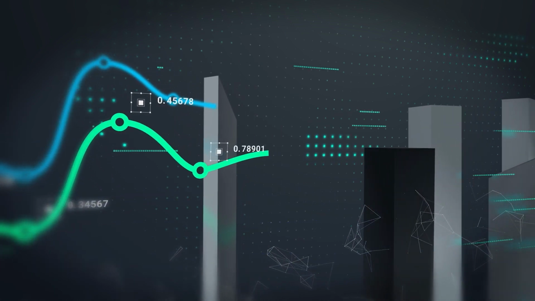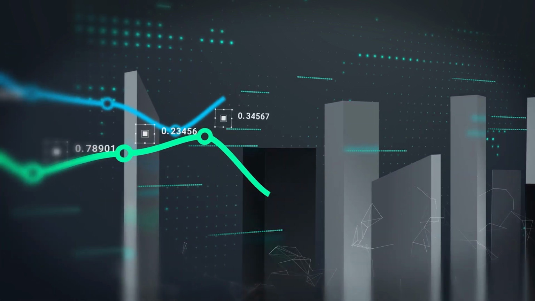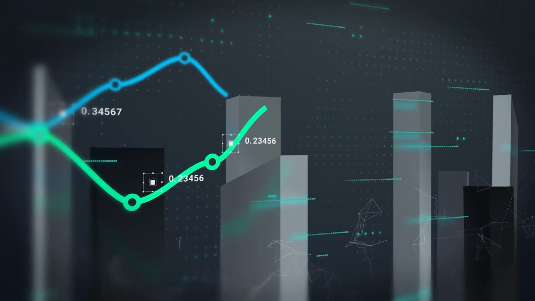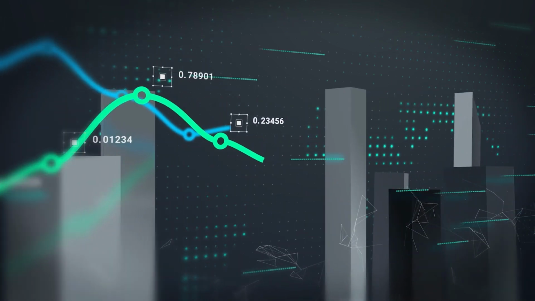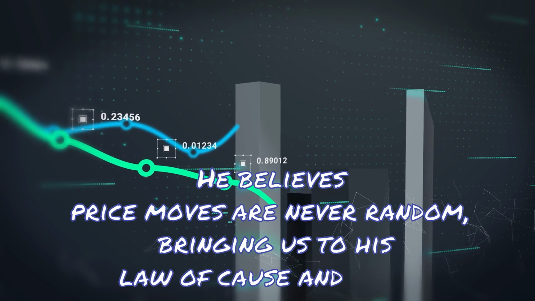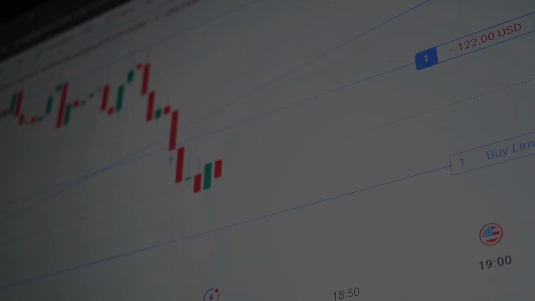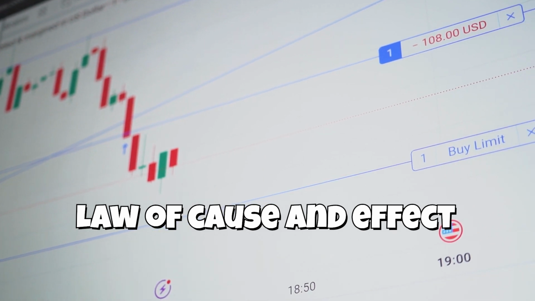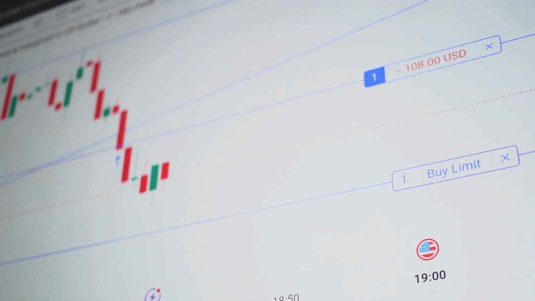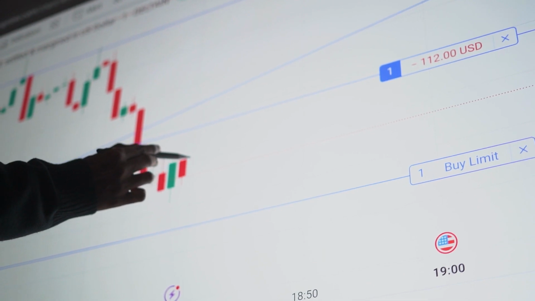Of course, something has to drive these supply and demand dynamics. Enter Richard Wyckoff and his aptly named Wyckoff method. He believes price moves are never random, bringing us to his law of cause and effect. Law of cause and effect. Wyckoff theorized that every price change happens because of certain factors that prepare it.